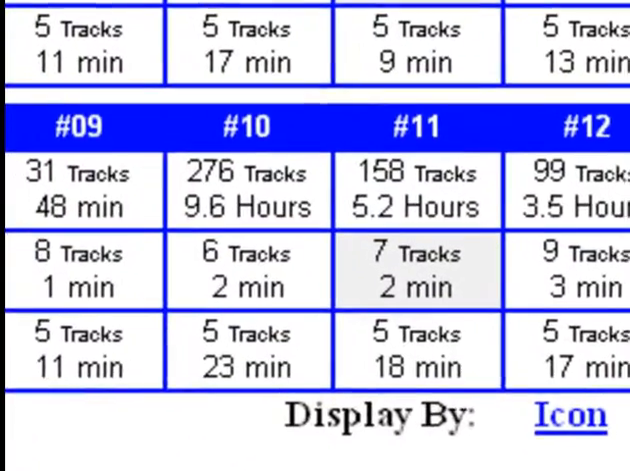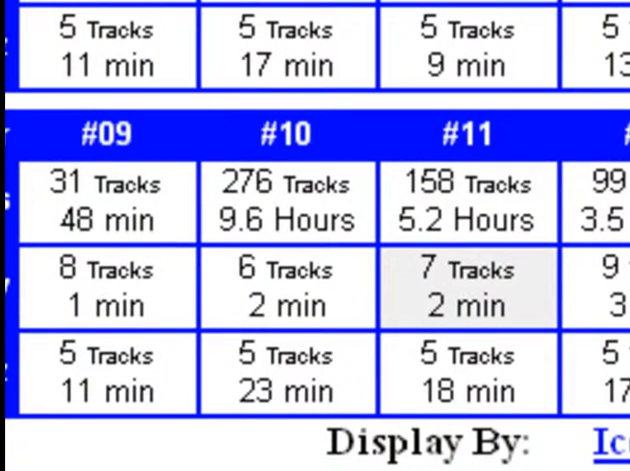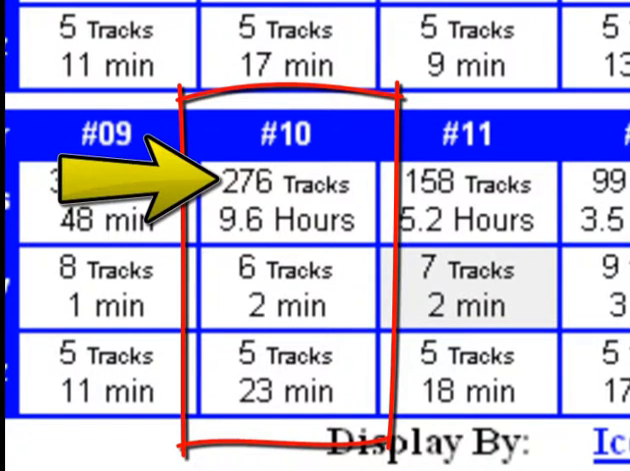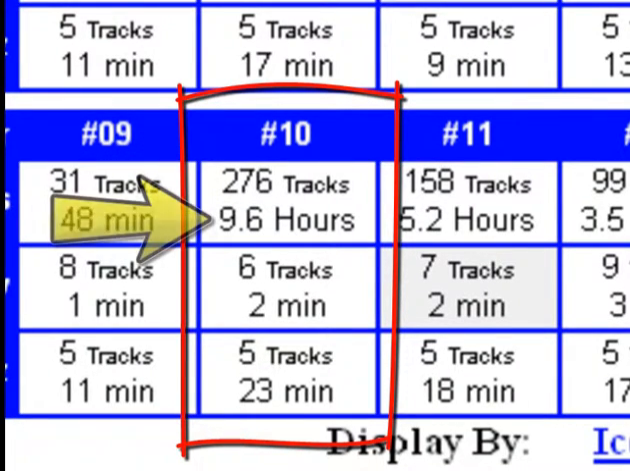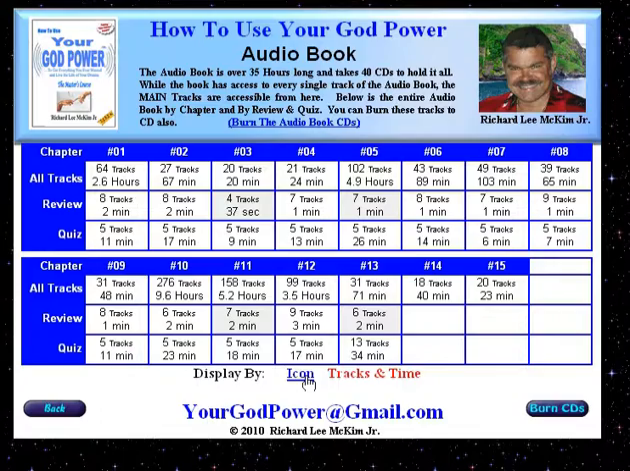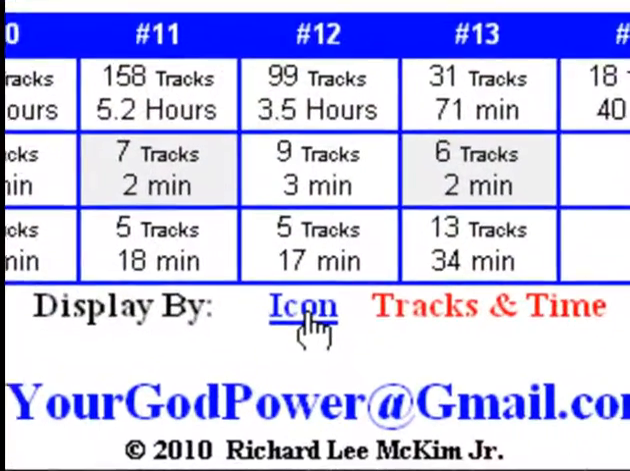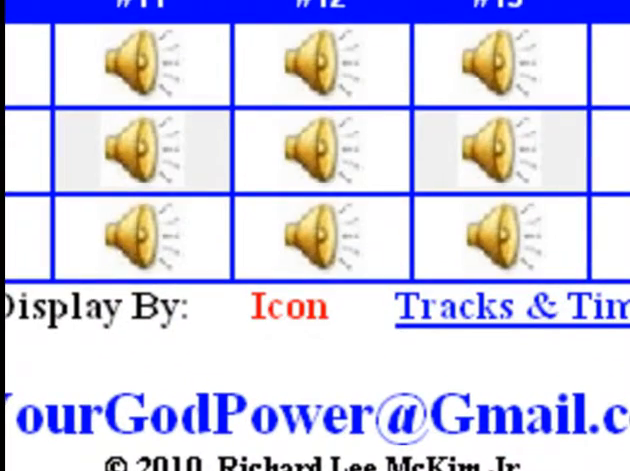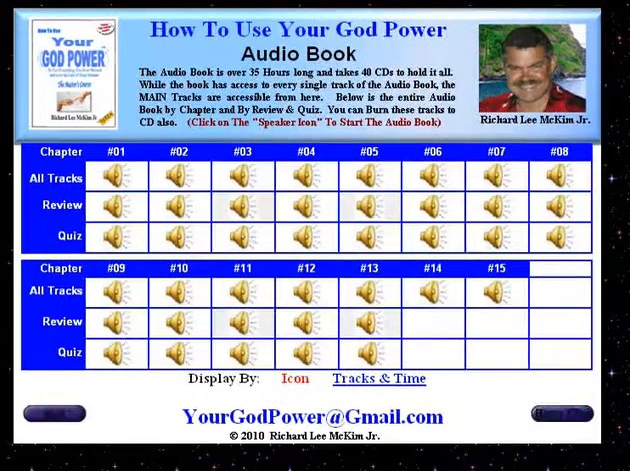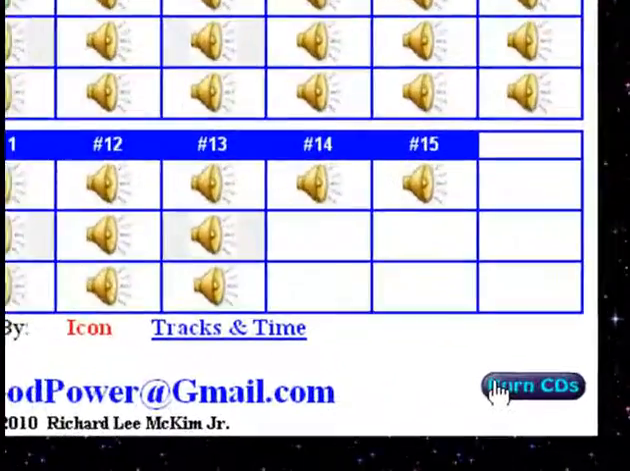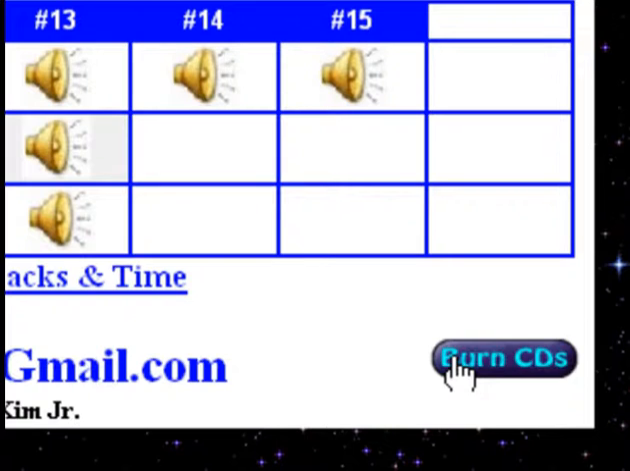If we look at chapter 10, you can easily see that it is the longest chapter in the book. It has 276 tracks and plays for 9.6 hours. Now, you know how to access the audiobook from the course menu. One of the great features of this course can be found by clicking the Burn CDs button on the bottom right and moving to the audio CD page.